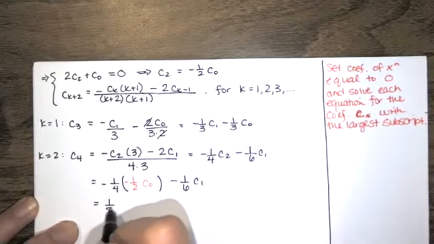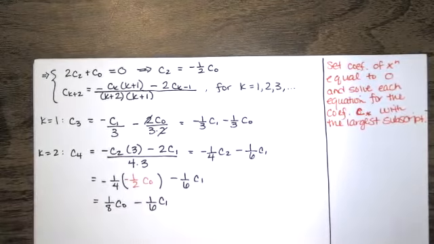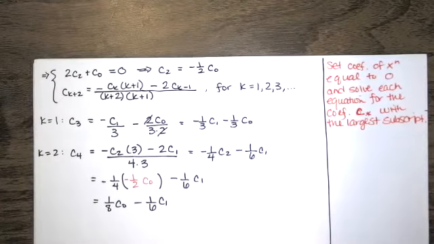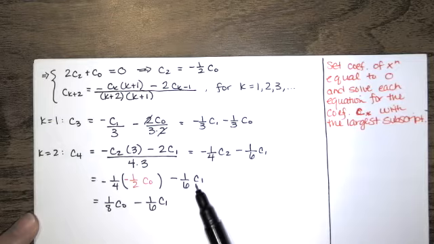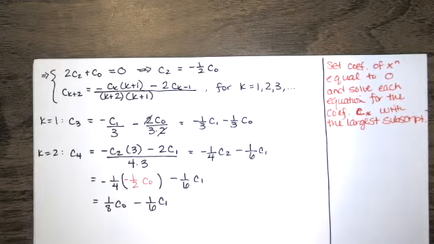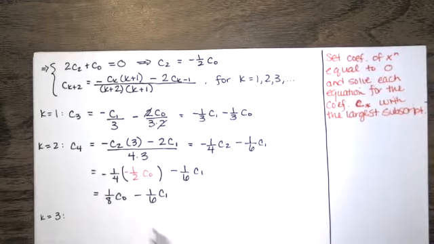So we get 1/8 c sub 0 minus 1/6 c sub 1. Okay, so I've got 1, 2, 3 coefficients that depend on c sub 0 plus the first one that depends on c sub 0. So I've already got 4 coefficients that depend on c sub 0. And I want 4 that depend on c sub 1. So I've got 1 here and another 1 here. So that's 2 so far. We automatically get the first one. So I just need 1 more that depends on c sub 1. So k equals 3, let's see what we get.